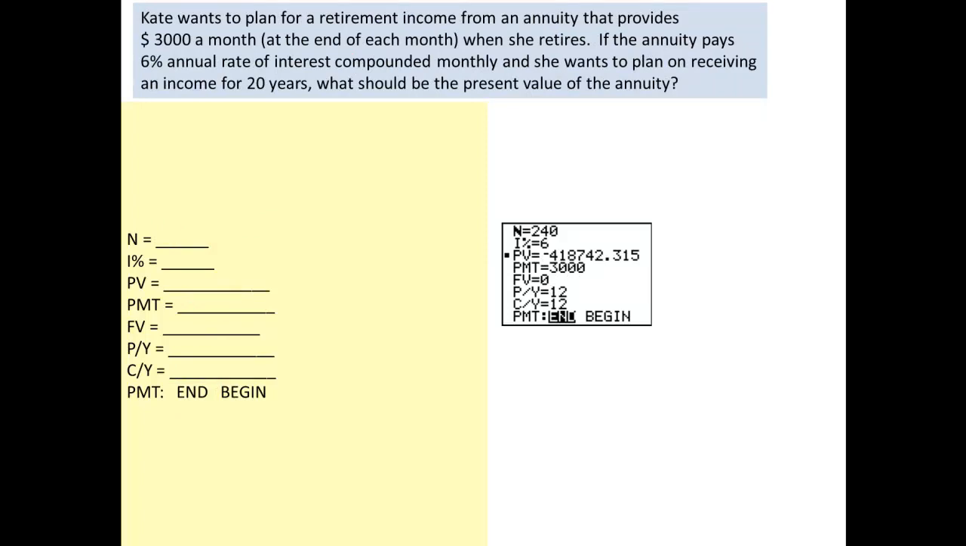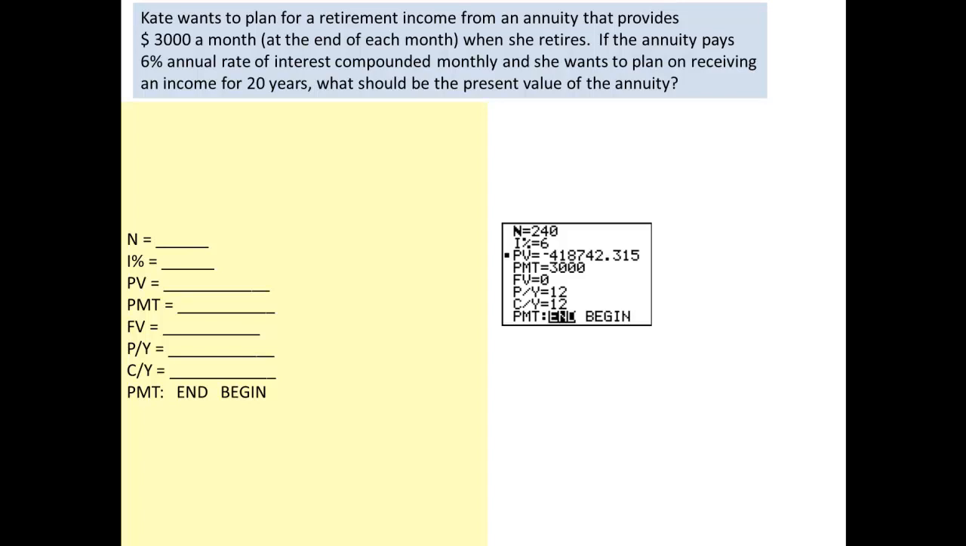This problem's a little bit different than the last example because we're not investing money into a retirement account. Kate is retiring. She's imagining that she's already got this fund built up and now she's drawing money out of it each month. So we're not depositing savings into a retirement account. We're withdrawing money from our nest egg to live on. All right, how does that change things?